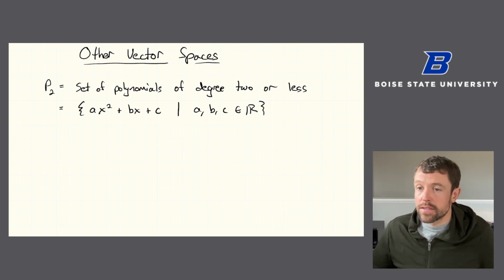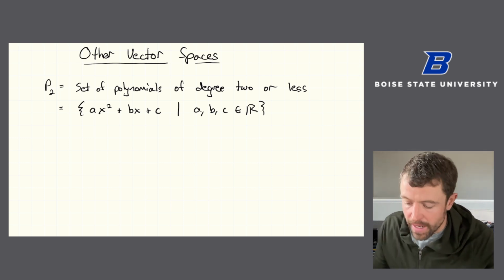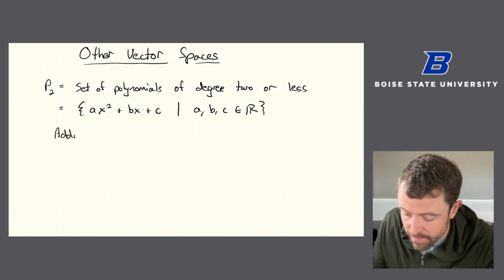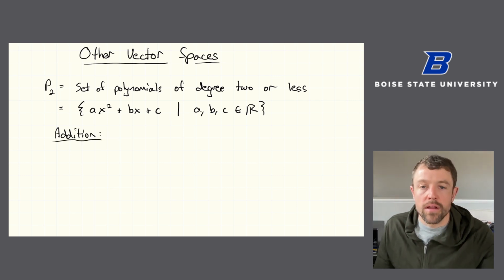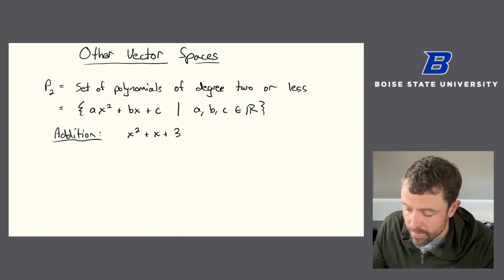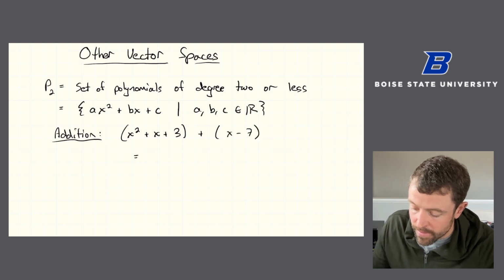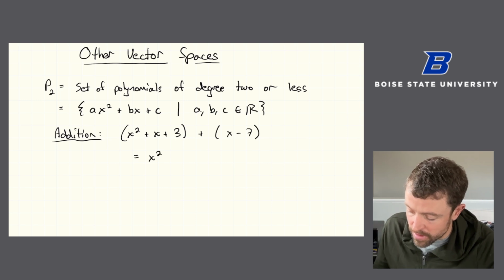Okay, so this is an example of a vector space that's not Rn. So why is this a vector space? Well, we have addition. And I'm going to do all of these just by example, but if I take some polynomial of degree less than or equal to 2, and I add some other polynomial of degree less than or equal to 2, I end up getting a third polynomial of degree less than or equal to 2.